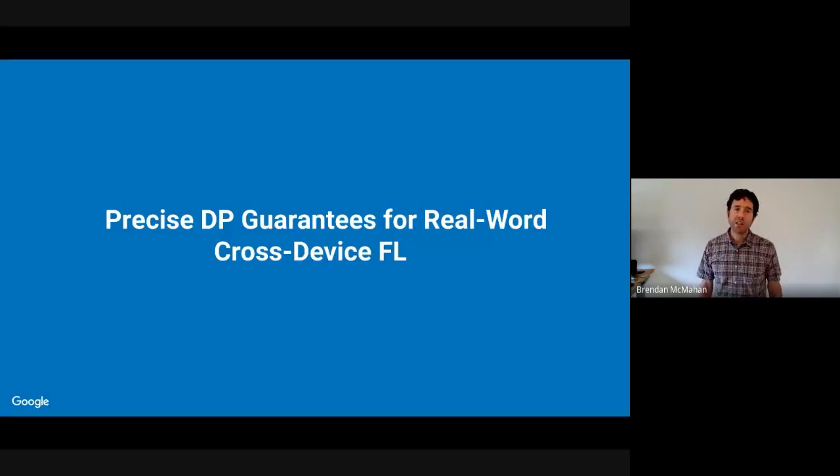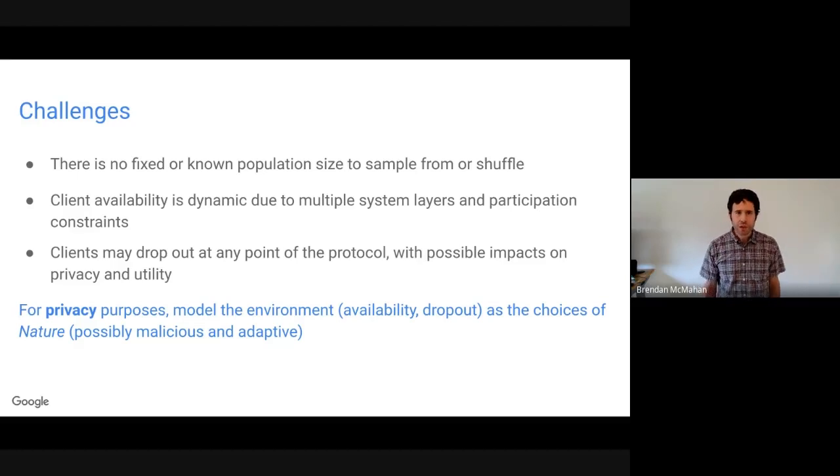Now I want to dive in a little bit and say that despite those caveats that go along with having a formal epsilon delta guarantee, that is the gold standard we'd like to shoot for. But there are some additional challenges we've realized for getting precise differential privacy guarantees in real-world cross-device FL scenarios that I think pose a really interesting set of open questions. The challenges here are that there is no fixed or known population size to sample from or shuffle to take direct advantage of existing amplification techniques.